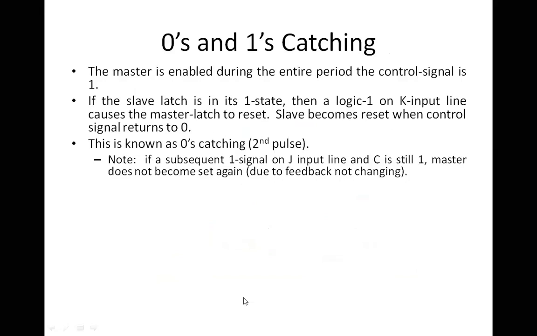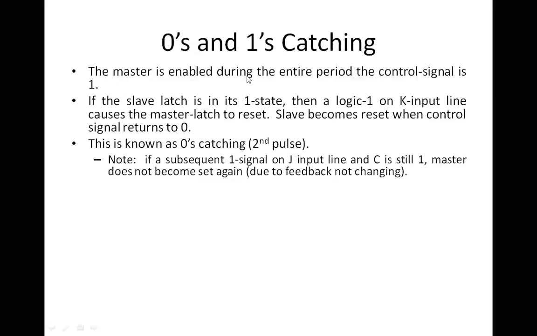Sir, the resetting part, can you explain once again? The resetting part, when J is 0 and K is 1. Okay, so let us see that part. The slave becomes reset when the control signal returns to 0. So let us see from the beginning.